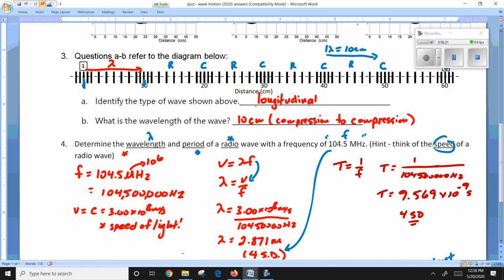Finally, I need to determine the period. Well, we know, again, the period is going to be equal to the inverse of the frequency. So all you do is you go 1 over 104,500,000 hertz, which is a really, really small amount of time, 9.569 times 10 to the negative ninth. So it's 9 billionth of a second. Very, very, very tiny quantity. And it makes sense because in 1 second, I've got 105 million vibrations happening. So one vibration doesn't take very, very long at all.